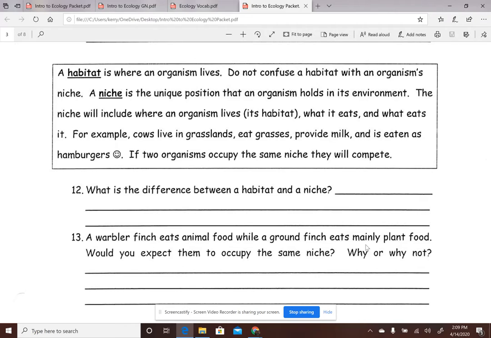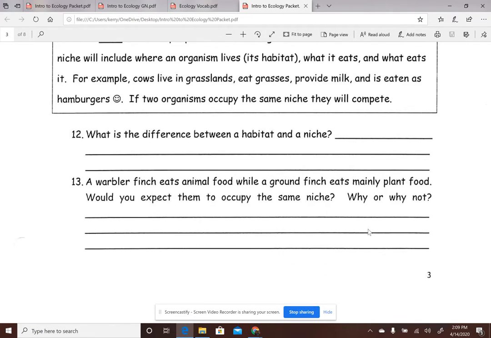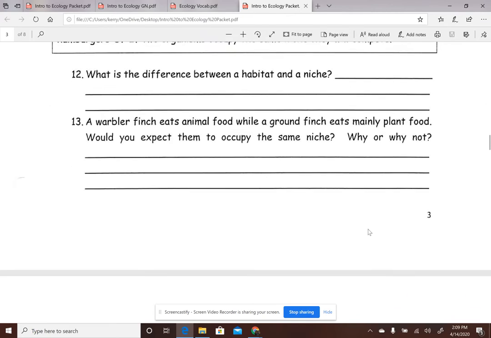So for 12, they're asking you to differentiate between habitat and niche. And then 13 is again going back to the idea of competition. If you have a warbler finch that eats animal food and a ground finch that eats mainly plant food, would you expect them to be in the same niche? Why or why not?